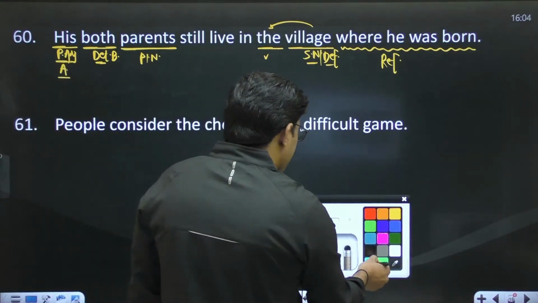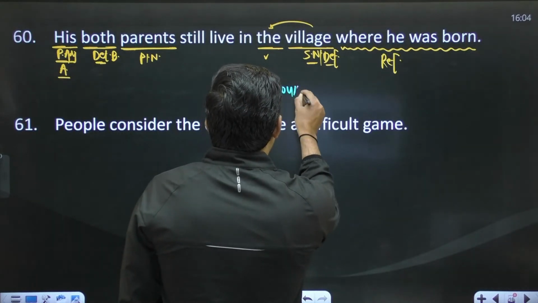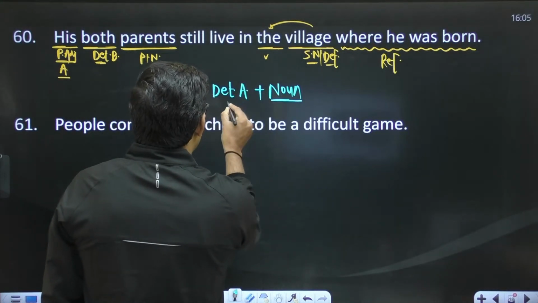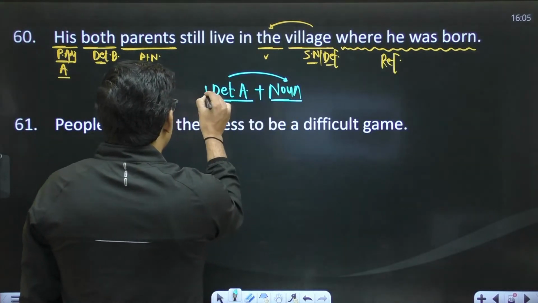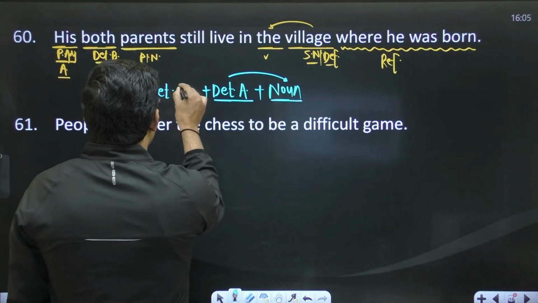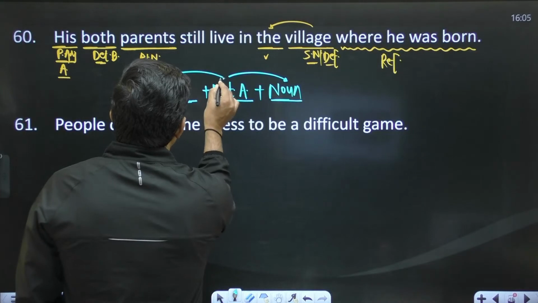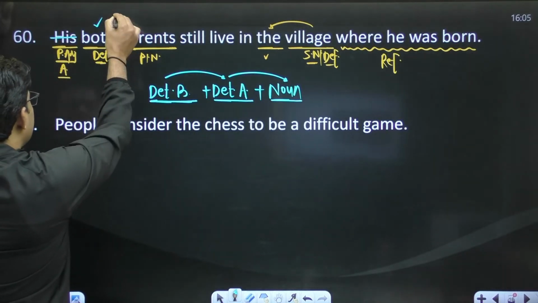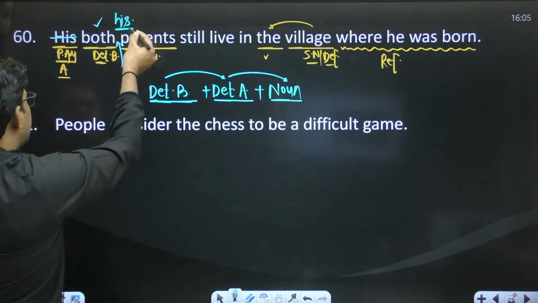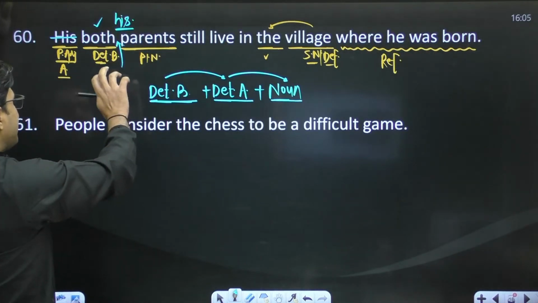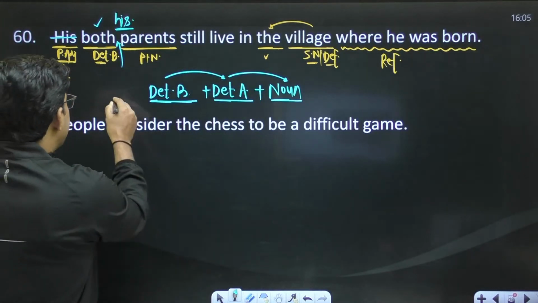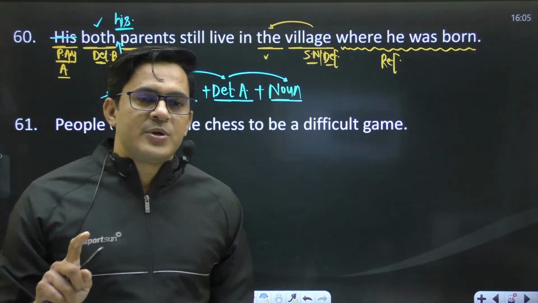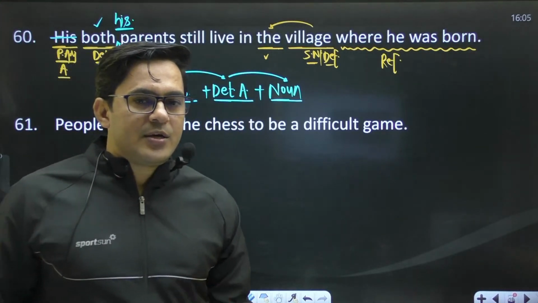And you know what the concept is? Whenever you get a noun in a sentence, before the noun we use a determiner of group A. Group A determiner is used before the noun, and determiner group B is used before the determiner of group A. Initially we use the adjective both, after this a possessive adjective, his. If you speak like both his friends, both his parents, if you speak like both his parents still live in the village, then the sentence will be okay. Initially you have to use a determiner of group B, after that a determiner of group A, and in the last we use a noun.